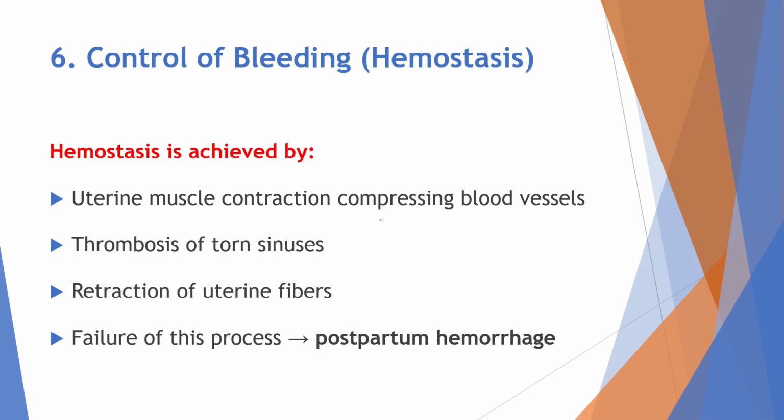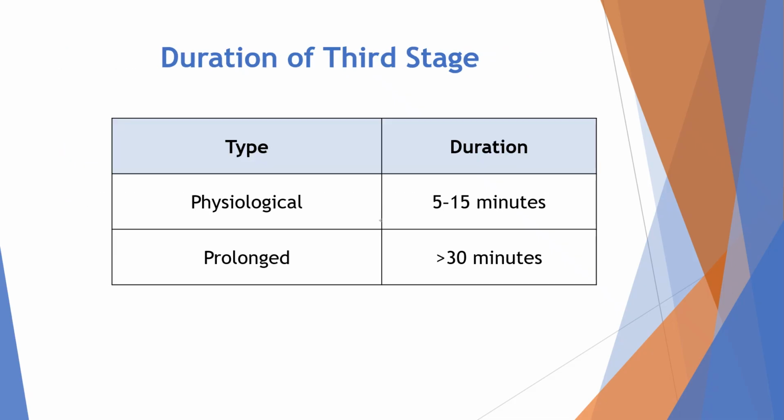That is why careful monitoring and proper management during the third stage of labor are extremely important for the safety of the mother. Now let us look at the duration of the third stage of labor. Normally, when the third stage progresses in a physiological manner, it is quite short and usually lasts between 5 to 15 minutes. During this time, the placenta separates and is expelled naturally without any complications.